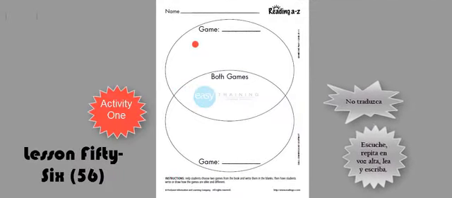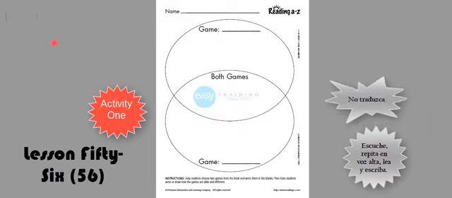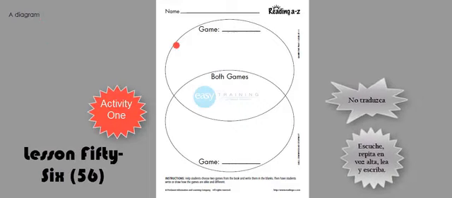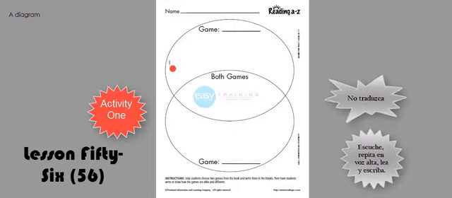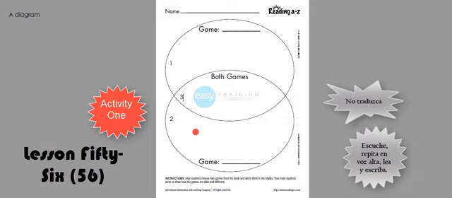Well, we are going to have 3 activities in this lesson, and this is activity 1. As you can see, there is a diagram. In the diagram, there are 3 parts. Part number 1, part number 2, and the overlapping part or section number 3.